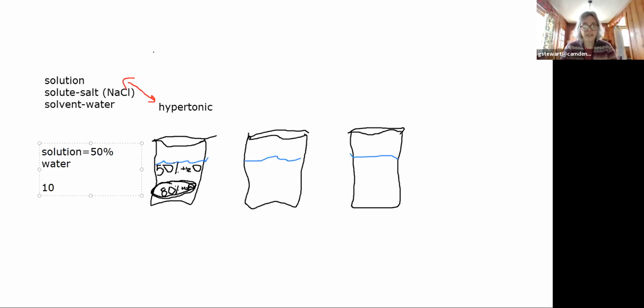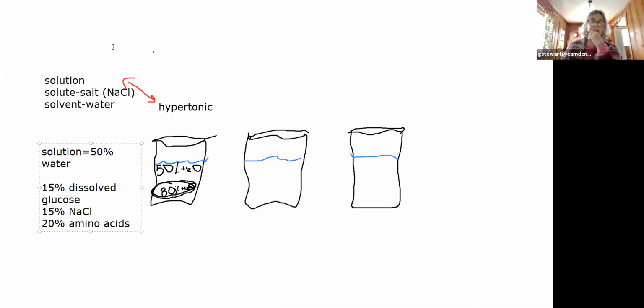So let's say there's 10%, let's make it 15%, dissolved glucose, and maybe other monosaccharides. And maybe we have another 15% salt. All right, so we're up to 30% dissolved stuff, right? Maybe another, let's just keep it easy. Let's make it 20% amino acids. And this is obviously not a real solution, right? So I'm making it up. So the solution is 50% water and 50% dissolved stuff. Inside the cell, there's 80% water and only 20% dissolved stuff.